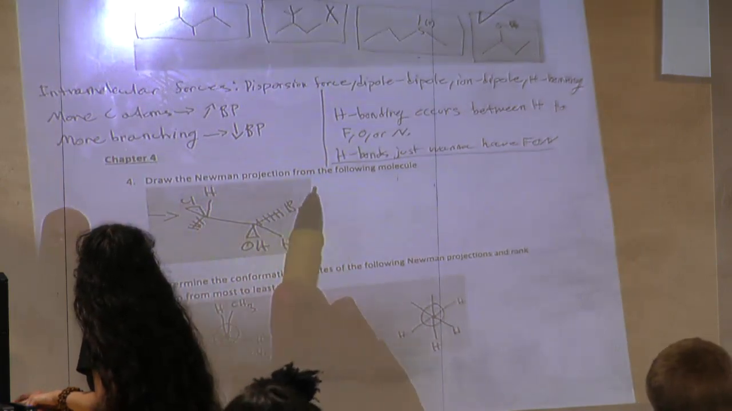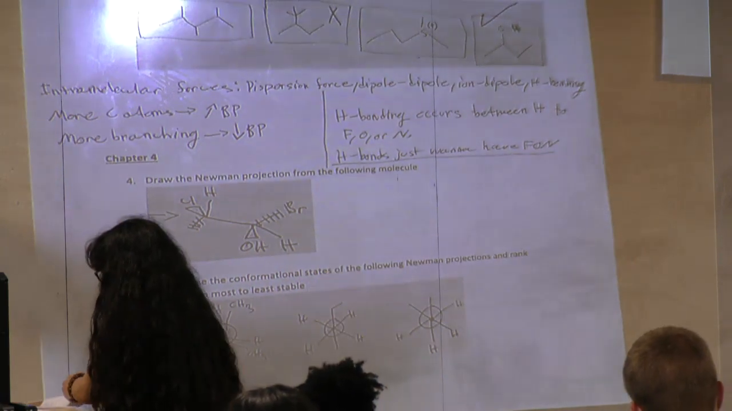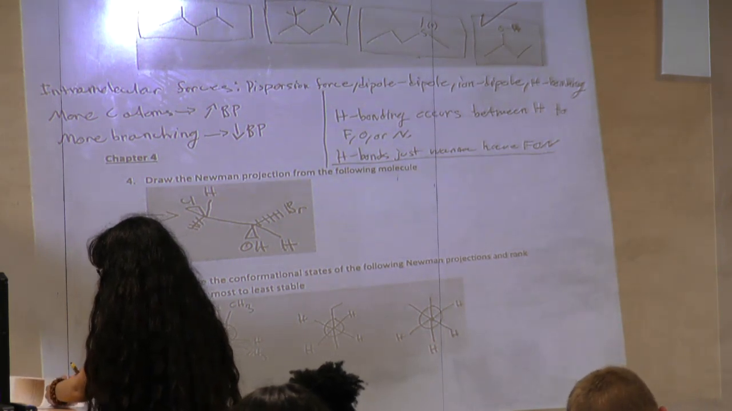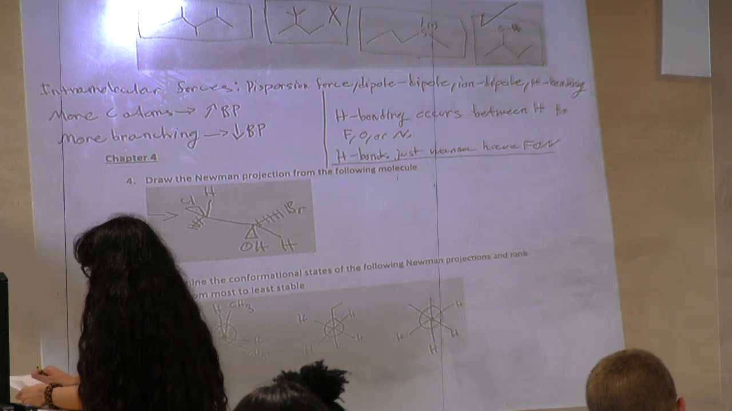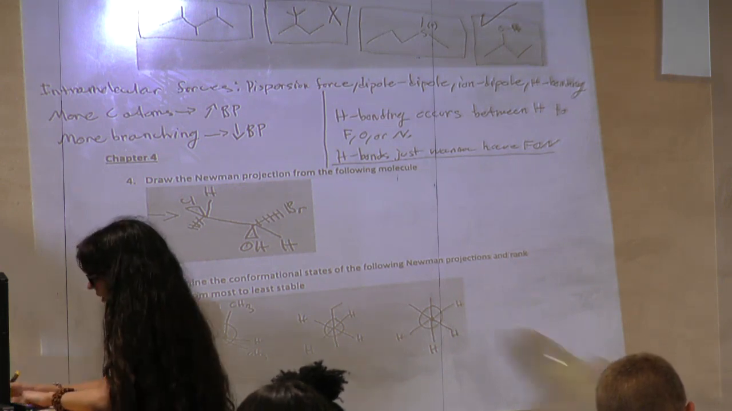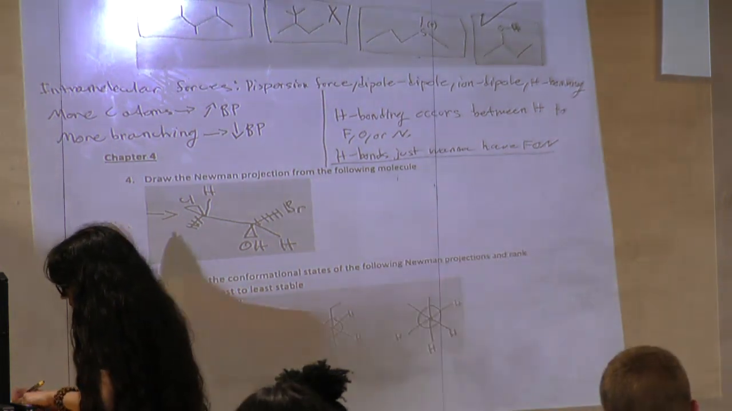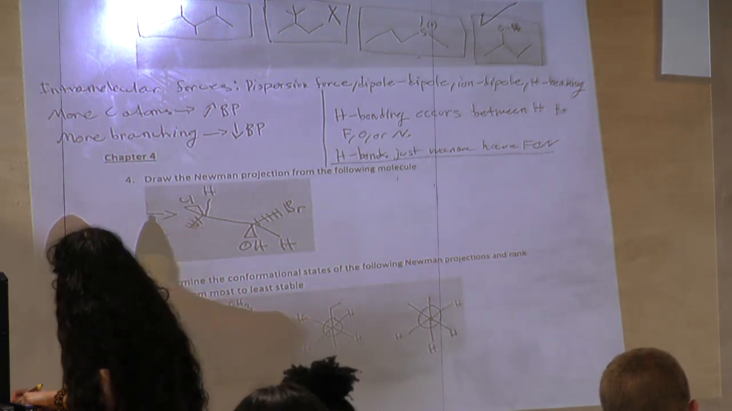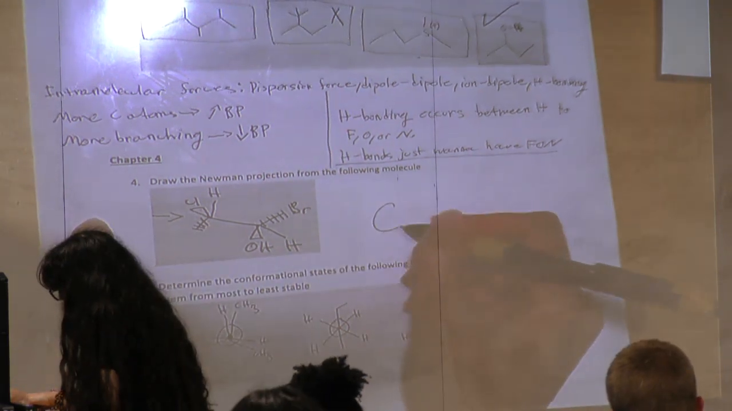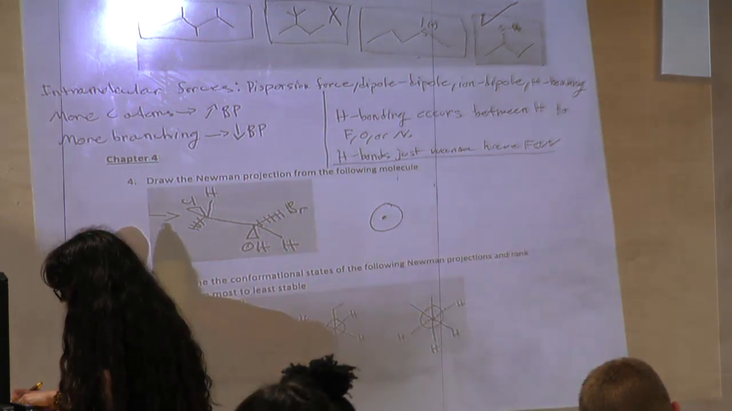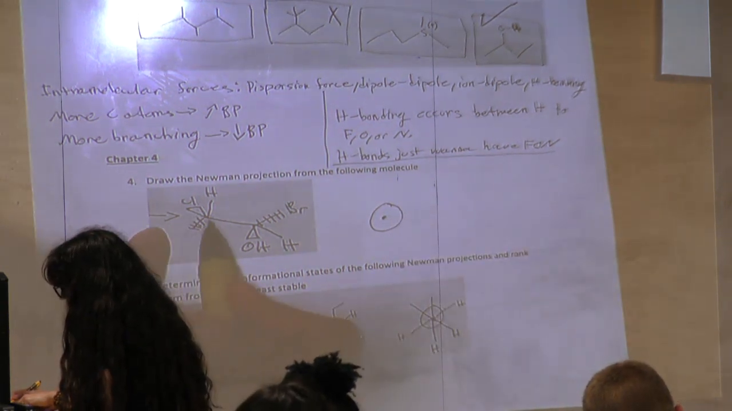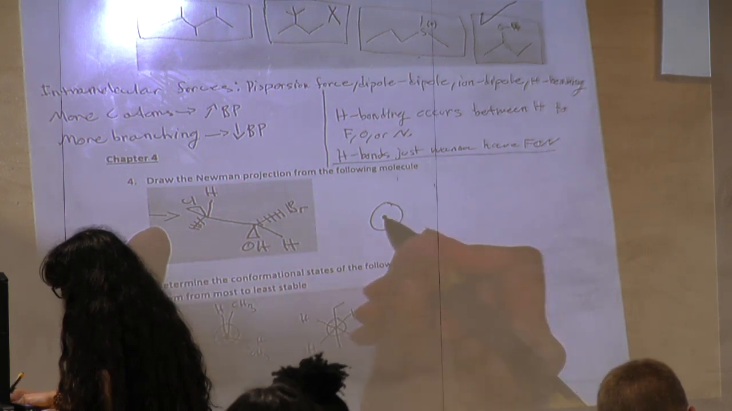Now we're going to move to Newman projections. Draw the Newman projection from the following molecule. So when we're doing this type of problem, it takes a little bit of visualization. So we're looking at the molecule from this angle. So first I'm going to start out by drawing just a big circle. I'm going to put a dot in the middle. And we're going to start out with what's in front. And whatever's in front, we're going to have hooked onto this middle dot.